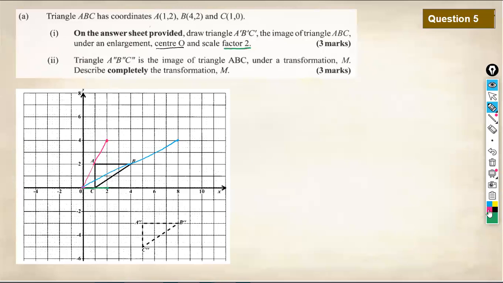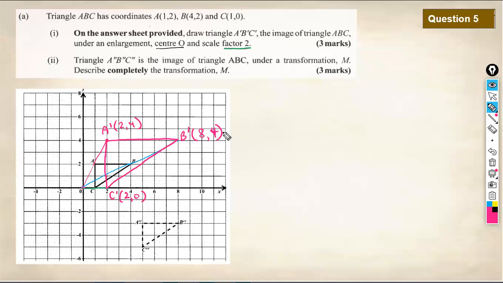Now, if you do that, you realize when you connect all these points here, your triangle will look twice as large. Here will be A prime, here will be B prime, and here will be C prime. This point here is 2, 4. This point here is 8, 4. This point here is 2, 0. How many of y'all had that but did not send it on the chat?